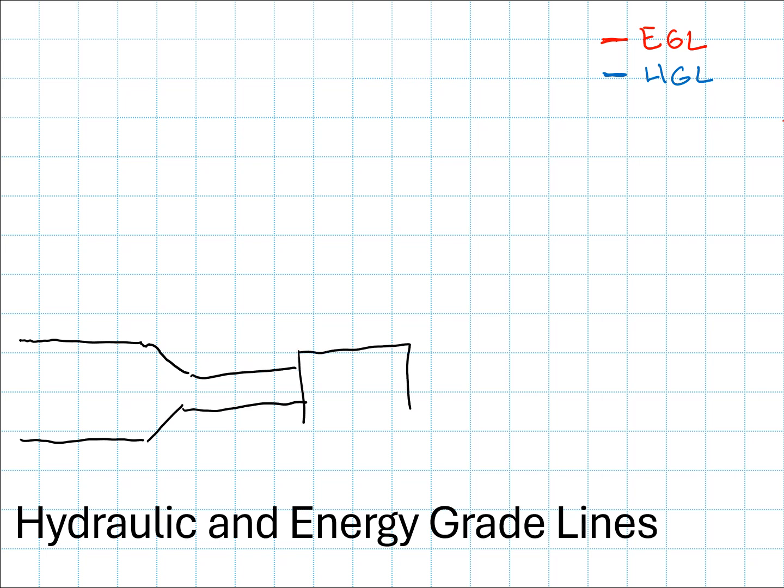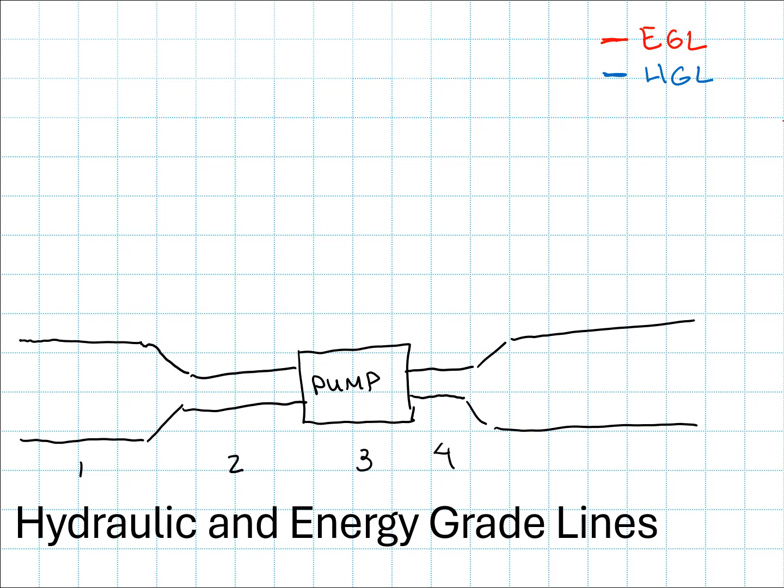And then the flow goes through a pump. It comes back out at the same pipe size and then expands again to a larger pipe size diameter. And so I'm going to consider a number of sections along this pipe like this and construct my total head and hydraulic head as we're moving along that energy grade line.